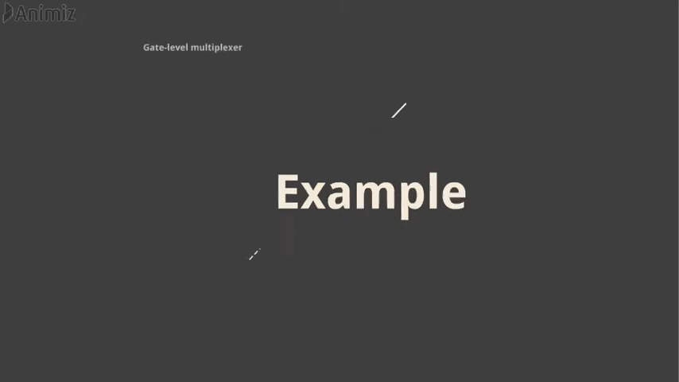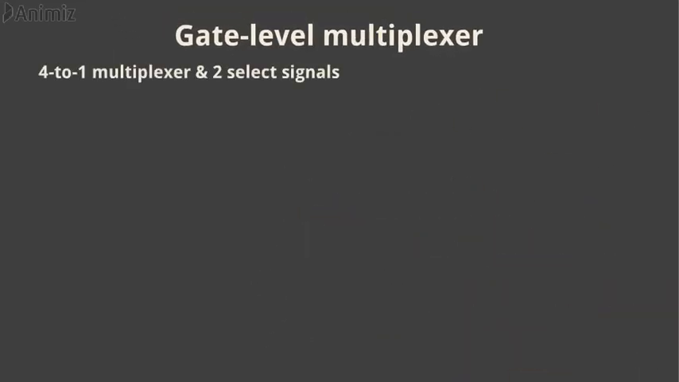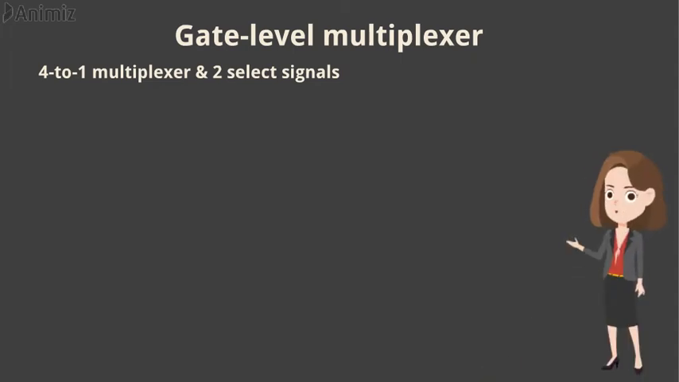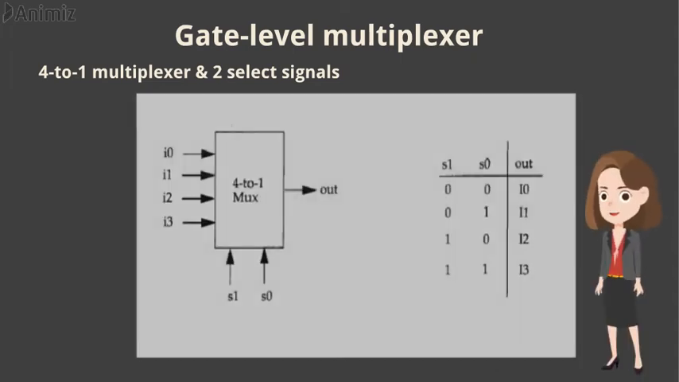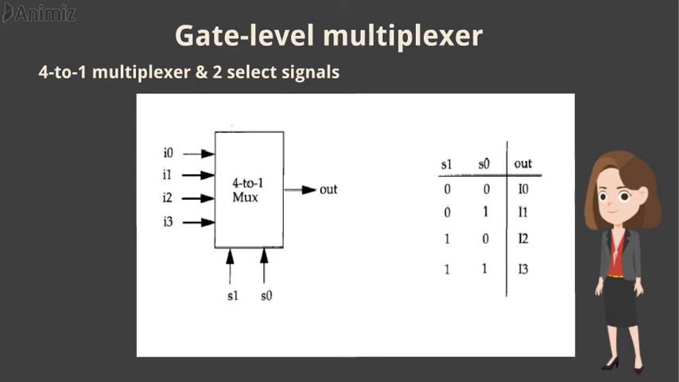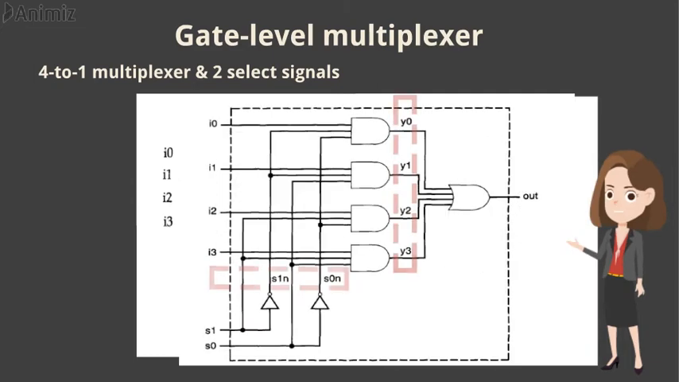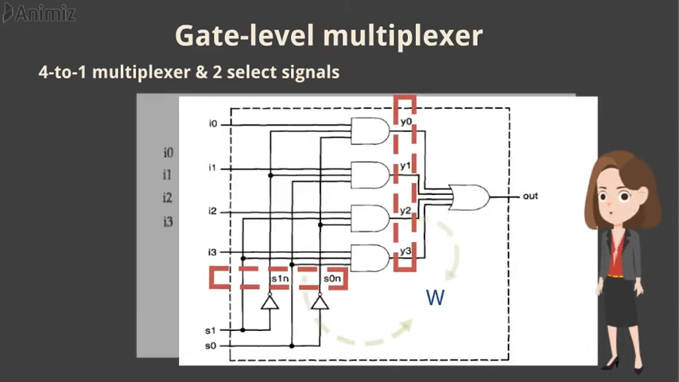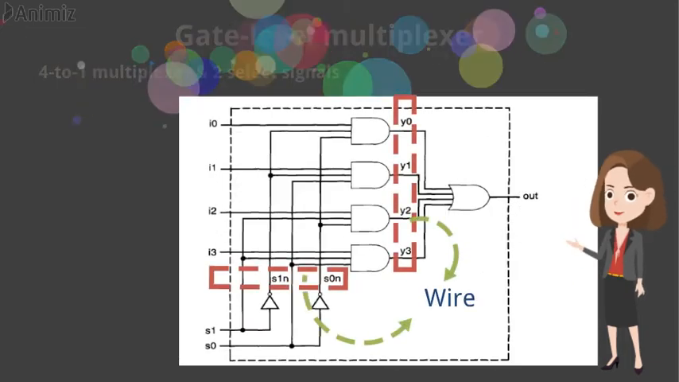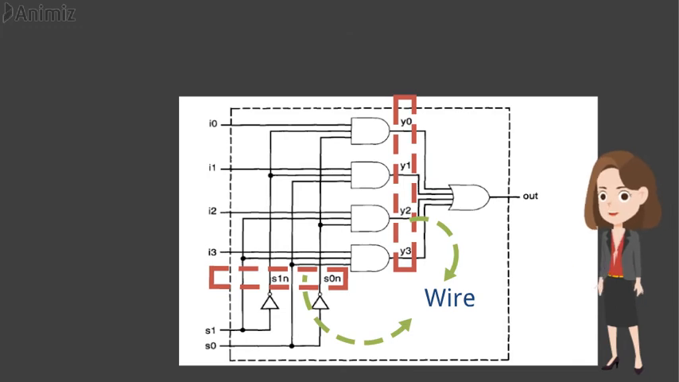Here the example is a 4x1 mux with two input signals, that is, select signals. Multiplexers serve a useful purpose in logic design. They can connect two or more sources to a single destination. They can also be used to implement Boolean functions. And here, S1N and S1 S0N are both input wires, and Y0, Y1, Y2, Y3 are output wires.